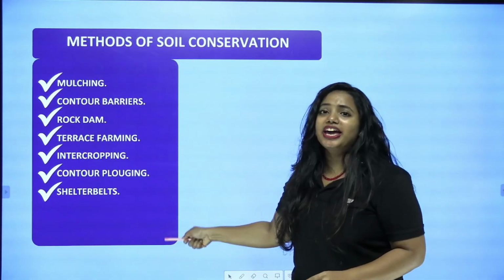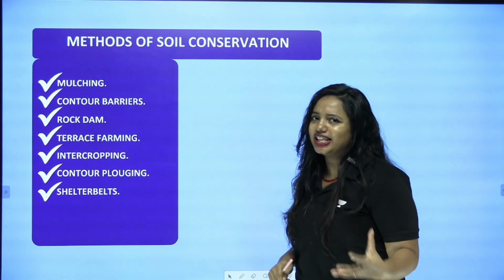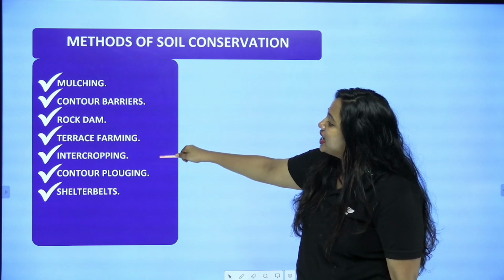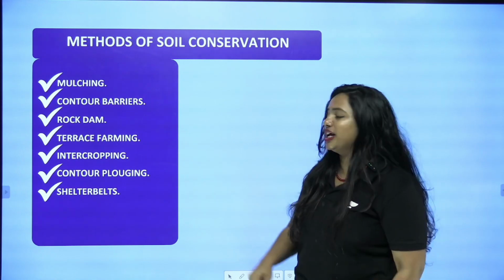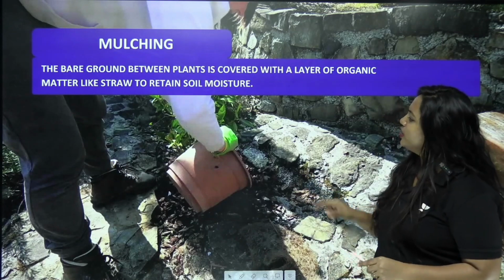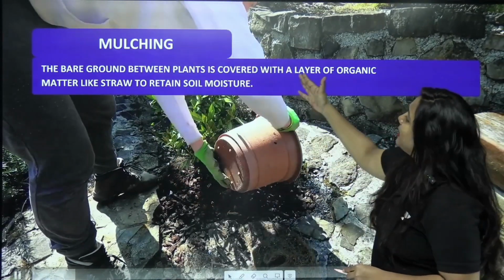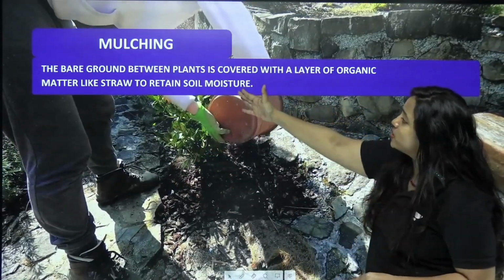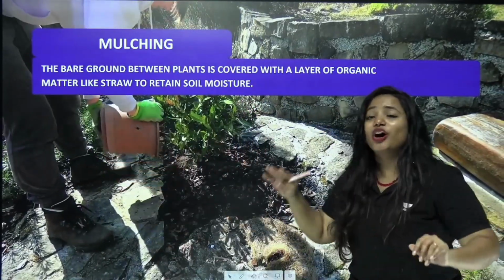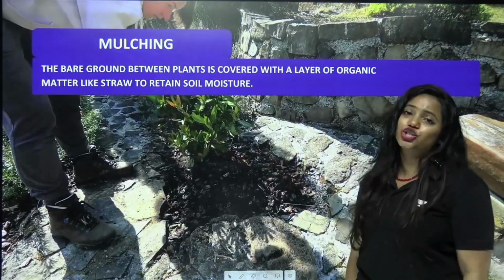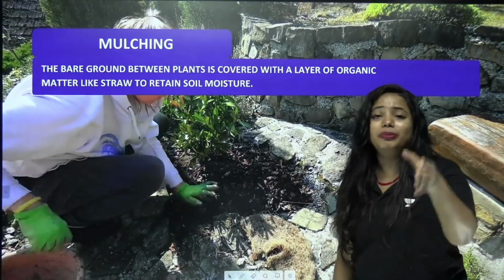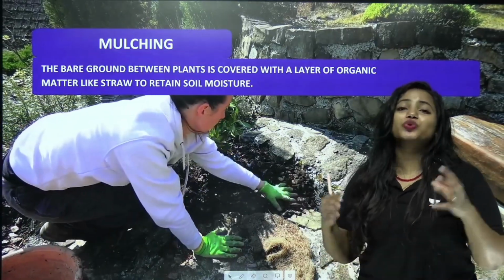So these are the various methods of conservation. What are they? Mulching, contour barriers, rock dam, terrace farming, intercropping, contour plowing and shelter belts. So the very first method can be called mulching. So what is mulching? The bare ground between plants is covered with a layer of organic matter like straw to retain soil moisture. So here we are going to put the organic matter as a layer on the top of soil so that it can retain the moisture level. At the same time, it can also prevent soil erosion to a great extent.